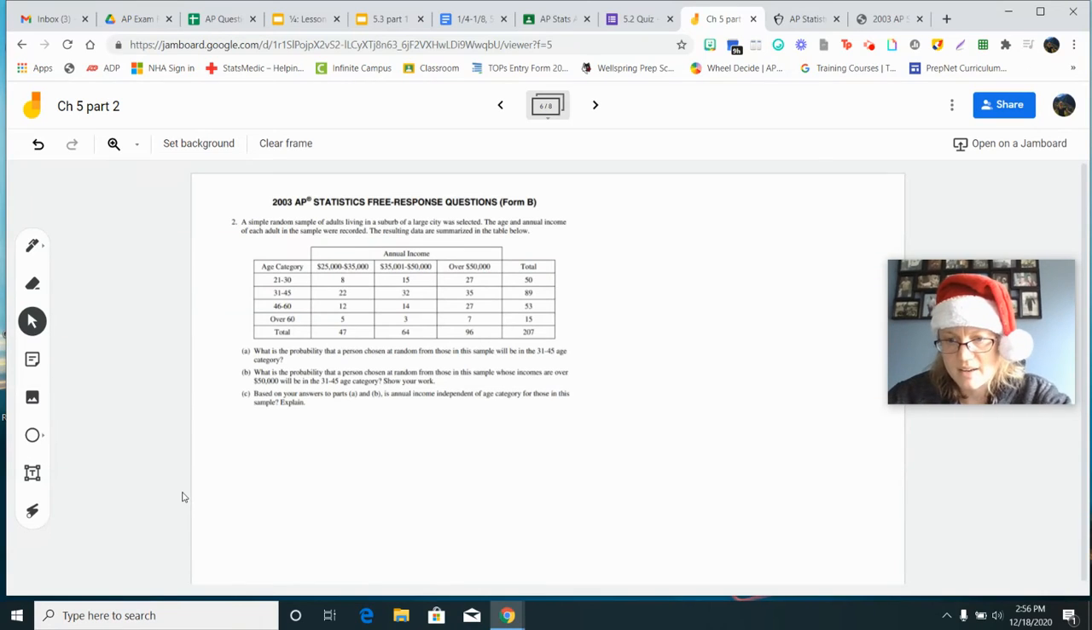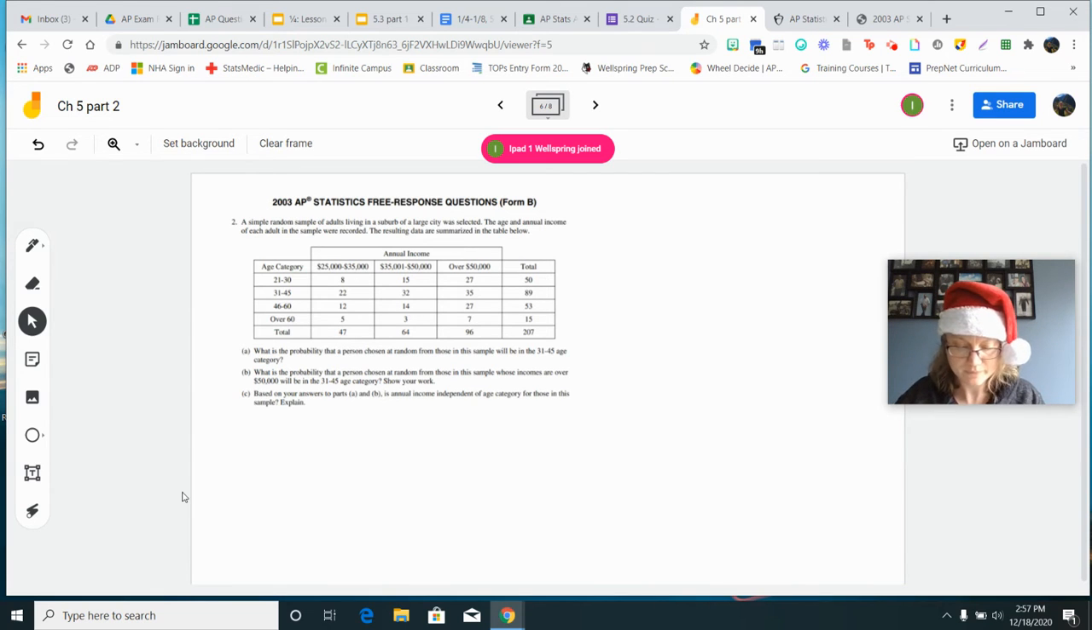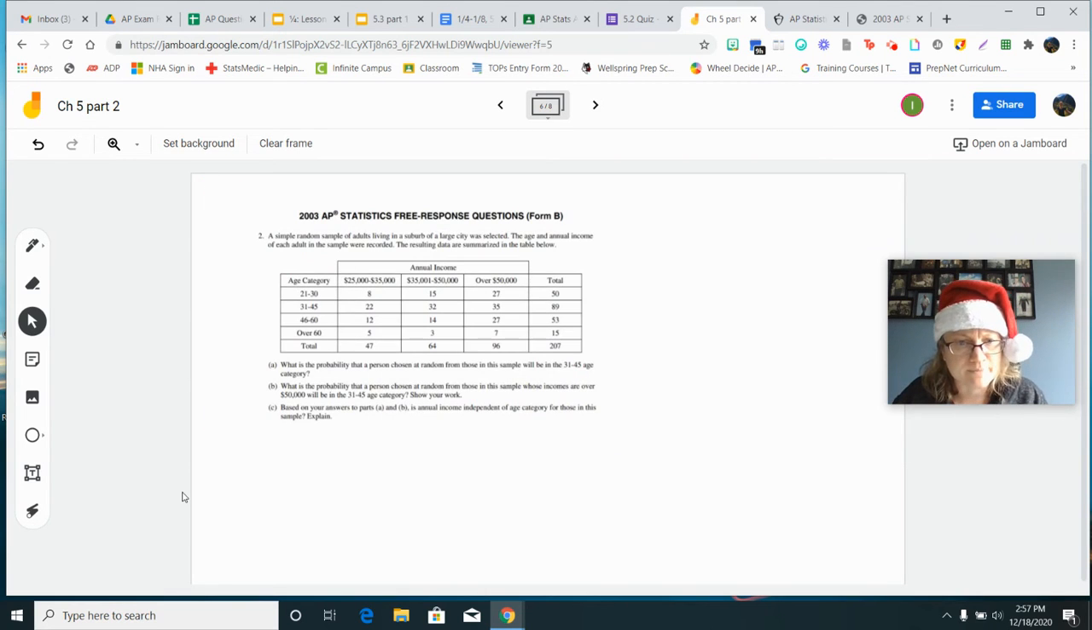Okay, let's go ahead and take a peek at this question. This is an AP question from 2003. We've got a simple random sample of adults living in a suburb of a large city. The annual age and income is what we recorded. So we have age and their income, the money they make per year.